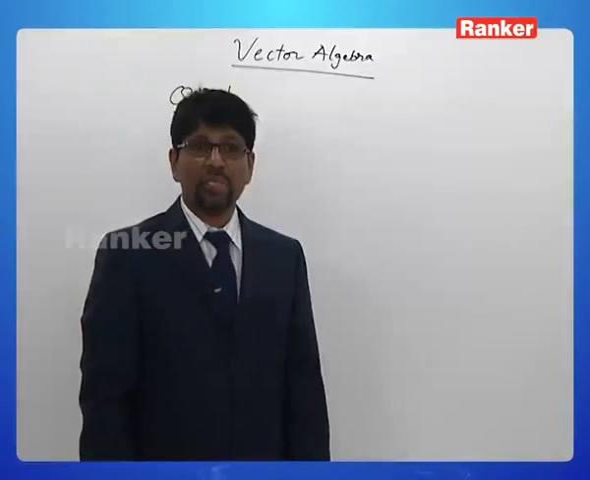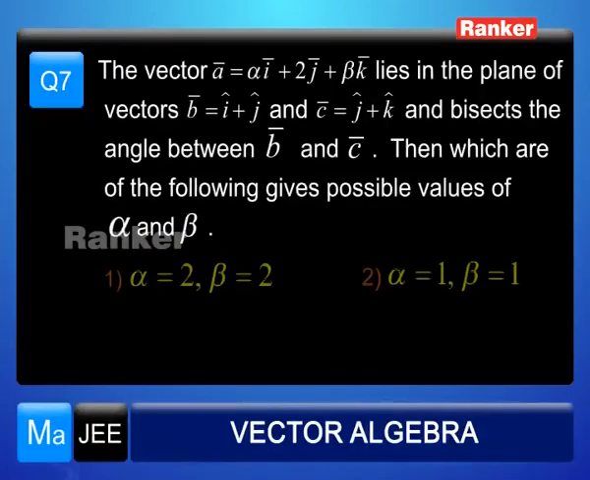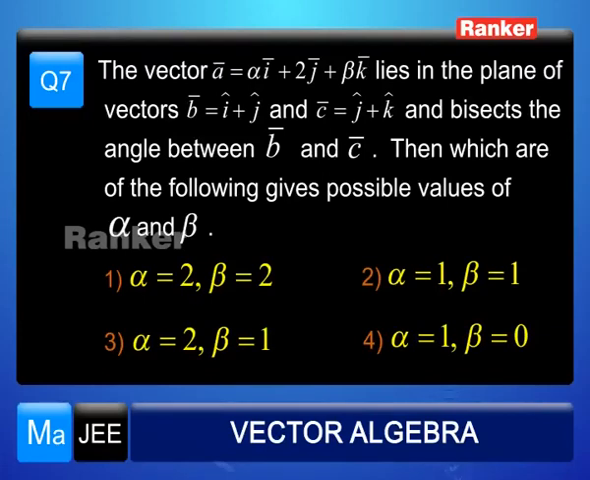Let's move on to the next question. The vector a bar is equal to alpha i plus 2j plus beta k, lies in the plane of the vectors b bar equal to i cap plus j cap and c bar equal to j cap plus k cap, and bisects the angle between b bar and c bar. Then which of the following gives the possible values of alpha and beta?